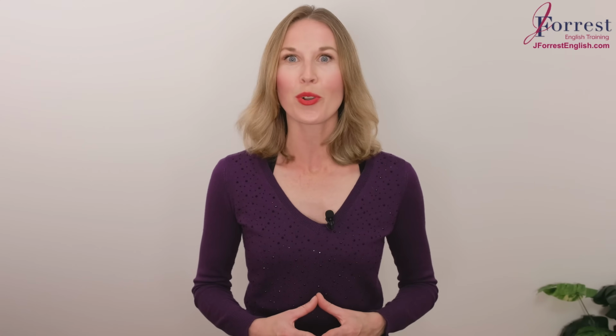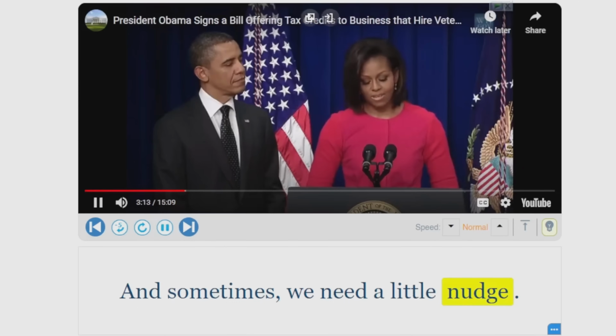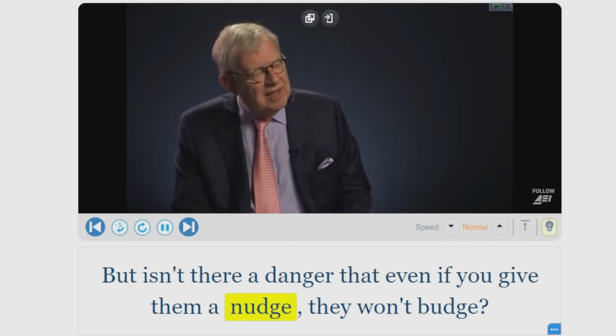Let's listen to some real-world examples. No curves that would nudge drivers to take it slow. And sometimes we need a little nudge. But isn't there a danger that even if you give them a nudge, they won't budge?